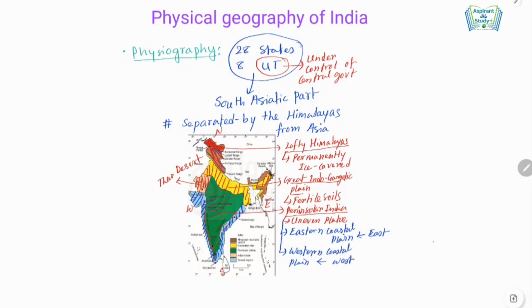The most important things in these topics as per the prelims exam: the lofty Himalayas, which are the northern part of the Himalayas and which parts are permanently ice covered, and the Great Indo-Gangetic Plain, the southern part of the Himalayas, which is well known for fertile soils.